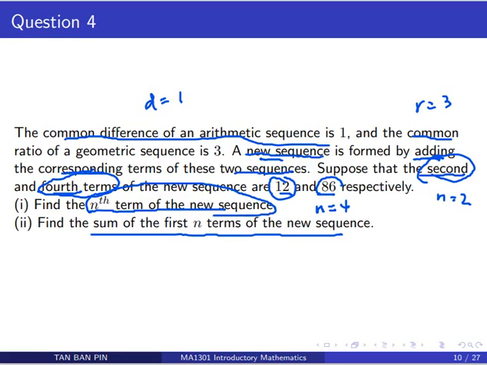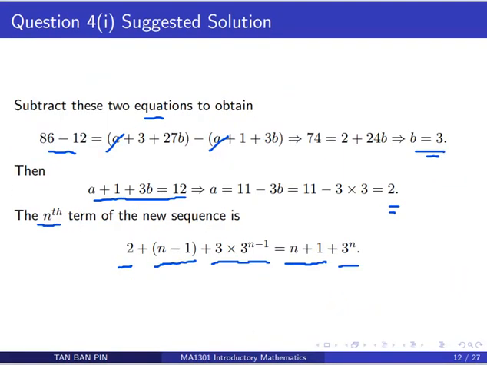The second part, you are supposed to find the sum of the first n terms of this new sequence. That means you will find Sn for the AP, and then you find Sn for the GP. Then you add the two Sn. So you find Sn of AP and Sn of GP, and then you add them up. That's what I'm going to do.